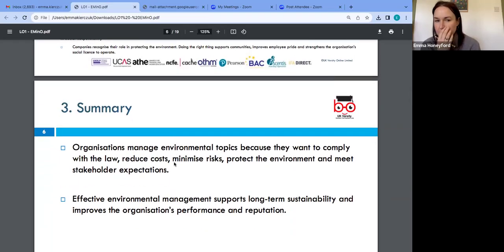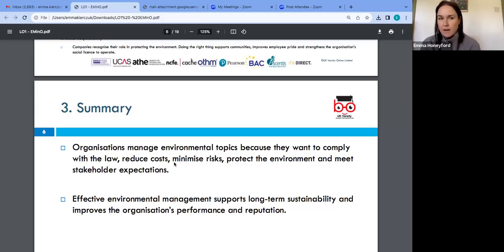So just to summarise, organisations manage environmental topics because they want to, first of all, comply with the law, reduce costs, and minimise risks. So risks in terms of maybe cost, or risks to the local environment, which could then impact the organisation and its capacity to operate after any potential incident. Protect the environment and meet stakeholder expectations.